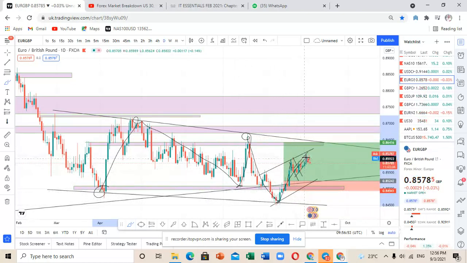So we are currently expecting that the markets are going to move toward the upside to touch this point of resistance that is here, and also this trend line that is here, before making any other moves.